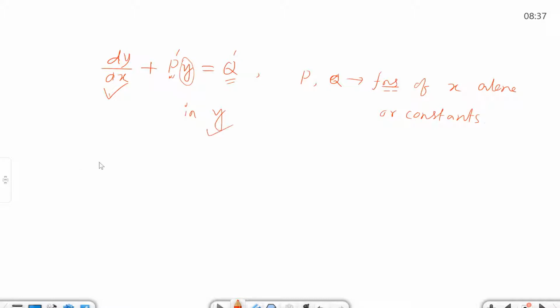And there is another type; if the differential equation is of this type, dx/dy plus P into x is equal to Q, this time P and Q are functions of y alone, either y or constants. So this is a linear differential equation in x, because the power of x is 1.